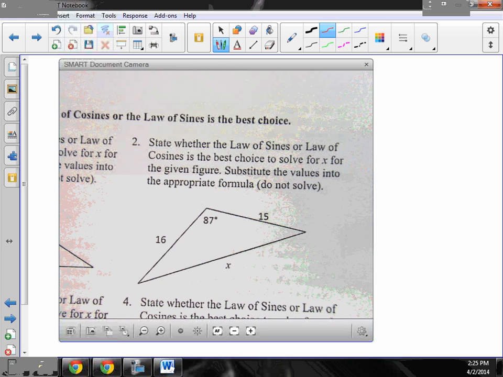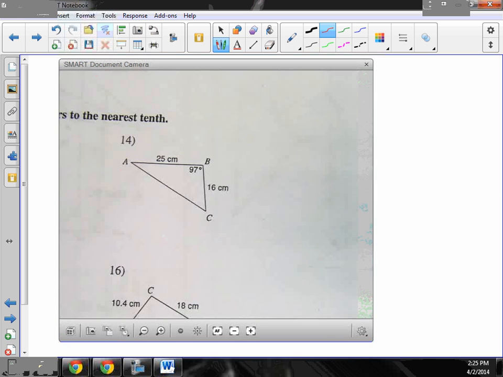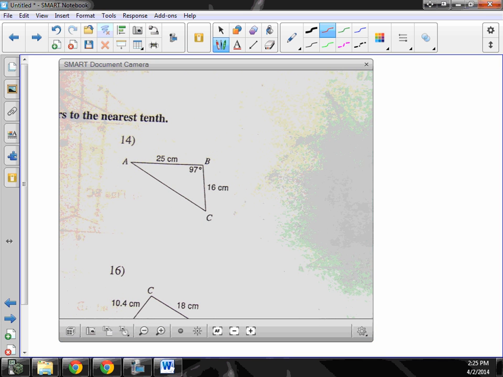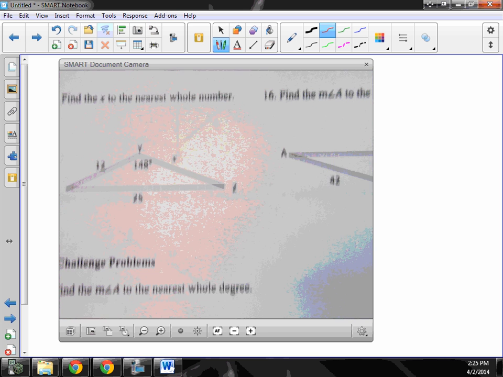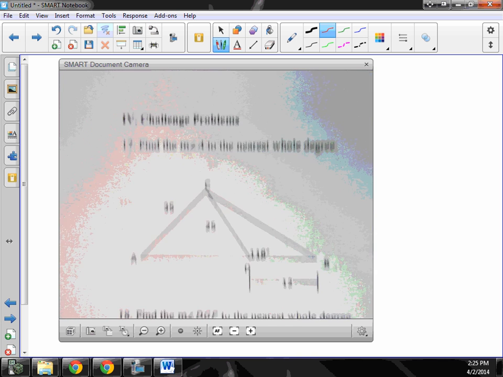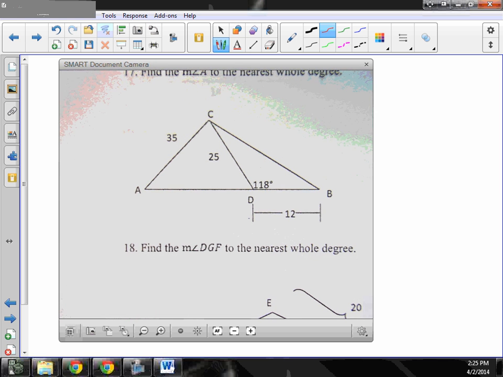And turn the page. That's going to take you all the way through number 10, I believe. And then 11 through 16, it wants you to set it up and solve. Okay? And then on section 4, the challenge problems. First one's actually really easy. They've kind of drawn the picture a little funny, so let me clarify it. This 25 is the length right there. And I'm looking for angle A.